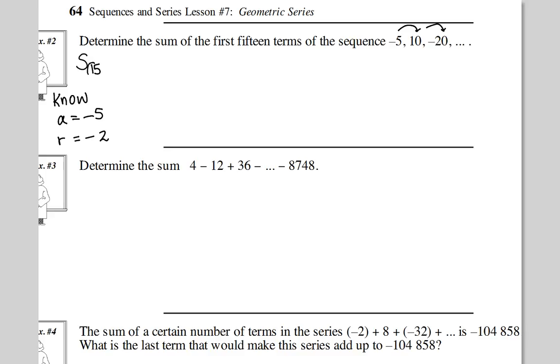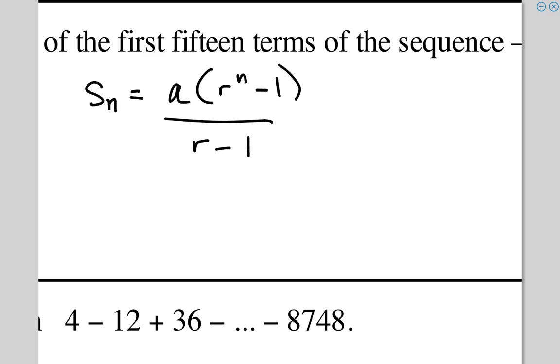And this 15 is the N value. So you have A, R, and N. And I think that's what I told you you need for the first formula. So I'm just going to jot down the first formula for you so you don't have to look back. A(R^n minus 1) in a bracket all over R minus 1. Okay? So that's just the formula.